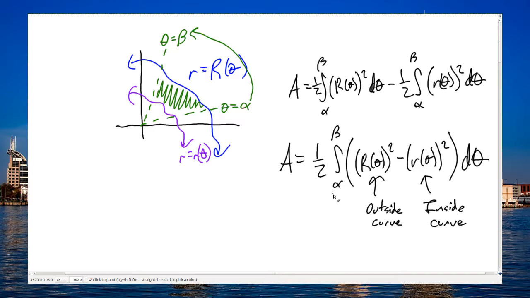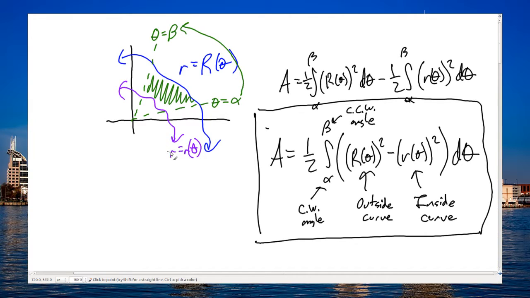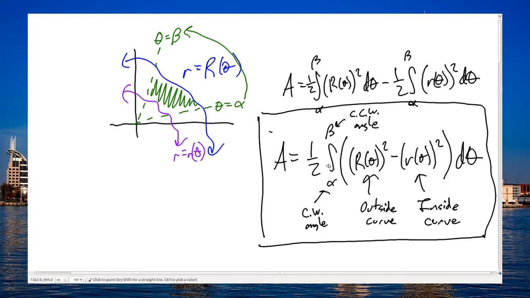And then alpha is the clockwise angle, beta is the counterclockwise angle. And so this is kind of a more powerful formula that allows us to talk about basically any type of area described in polar coordinates we can model like this, at least the ones that we're interested in. So let's take a look at a particular example.